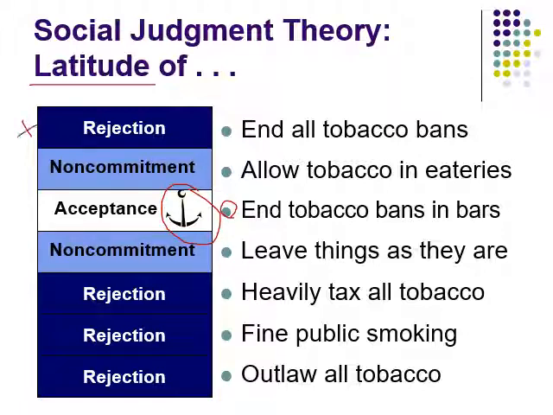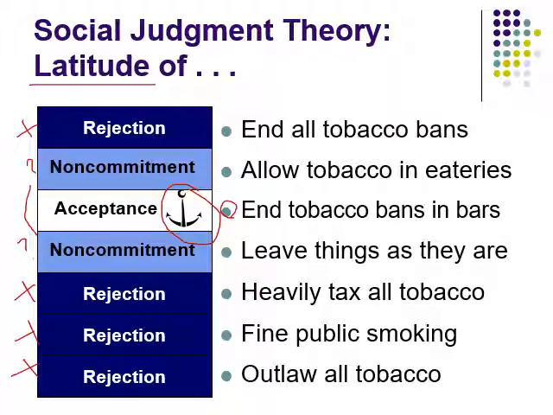They have rejected 1, 2, 3, 4 of the 7 positions. 4 of the 7 are being rejected, and they just have a fairly narrow range of things that they either accept or are willing to consider. These non-commitments they're not sure about, they're willing to consider. That's because they have a strong anchor here.